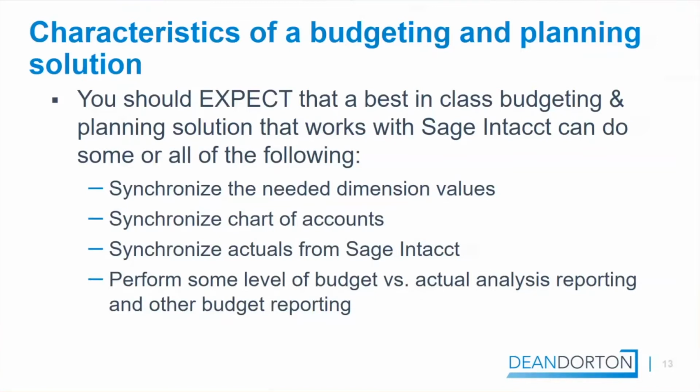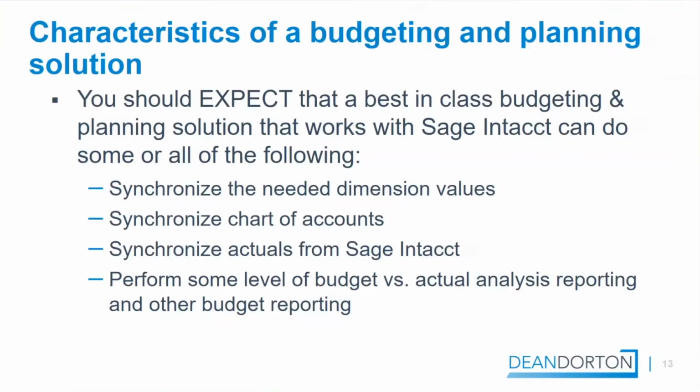So number one, they need to be able to synchronize the dimension values that you need, because when you're budgeting with a powerful solution like Sage Intacct, you are not just going to budget by GL account. You're going to budget by department. You're going to budget by location. You may even be budgeting by different projects. All of those things should be possible because it's all those little micro budgets that different people in the organization are responsible for that roll together and produce your overall organization budget. So you need to be able to synchronize your dimensions.